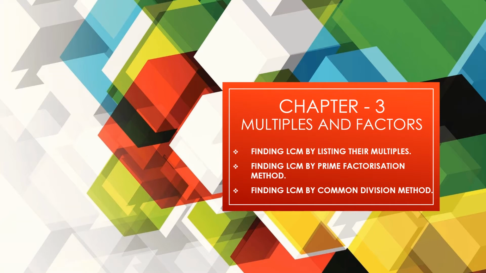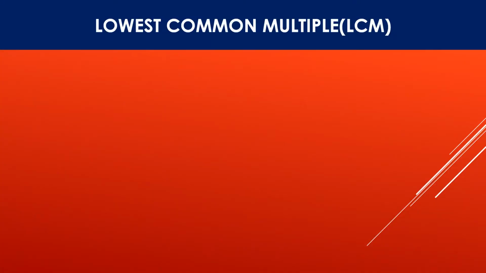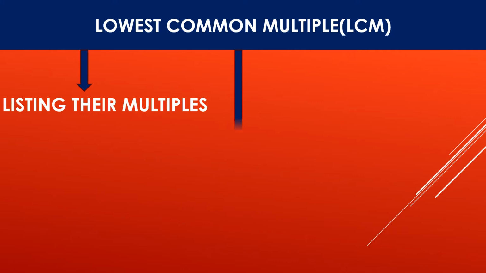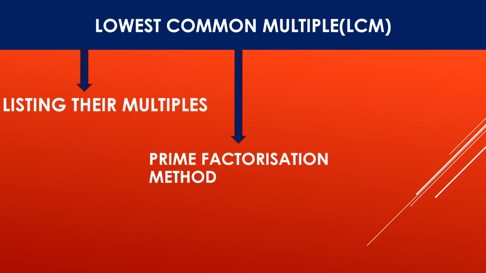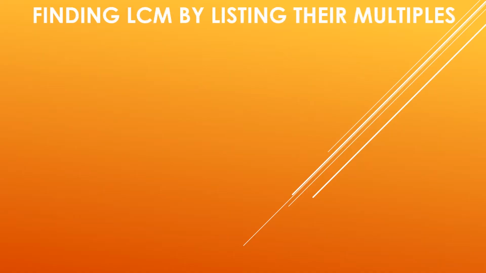Today we are going to continue chapter 3, multiples and factors. There are three ways to find the LCM. First, listing their multiples. Second, prime factorization method. And third, common division method. Our first topic is finding LCM by listing their multiples.